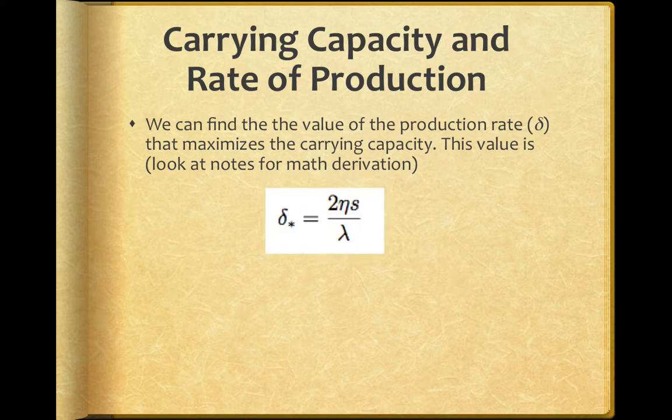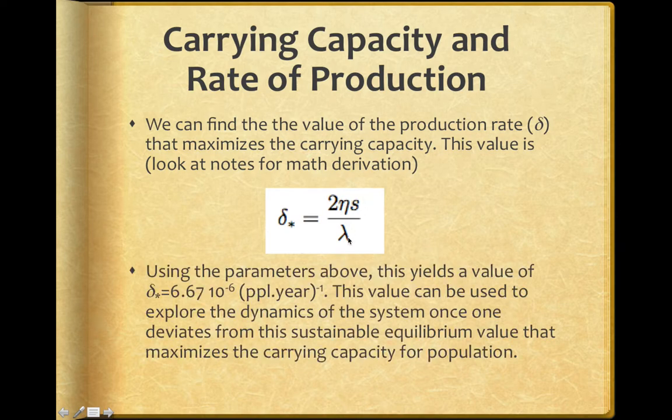And in this case, if you do the math, you find that the production rate that maximizes the carrying capacity is equal to twice this eta parameter that's in the notes times the salary divided by the natural capital. So using the parameters that we just discussed, this value yields a delta star of this number.